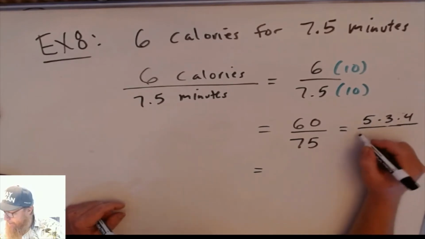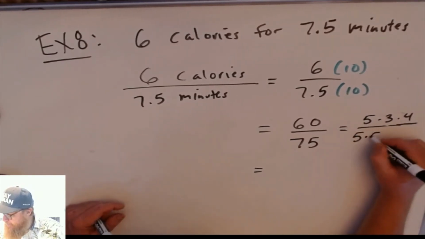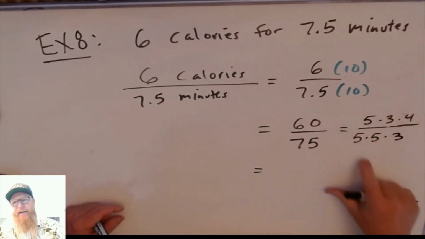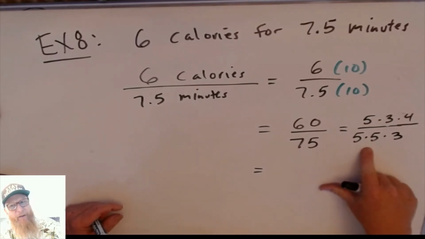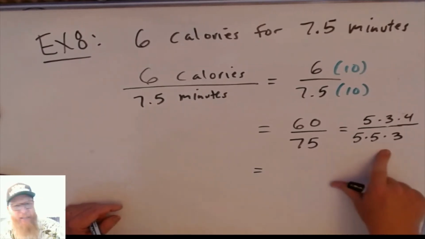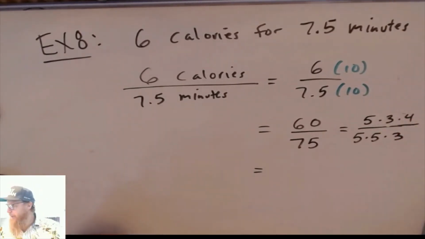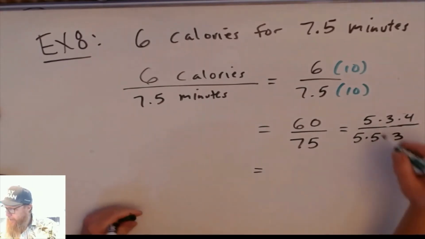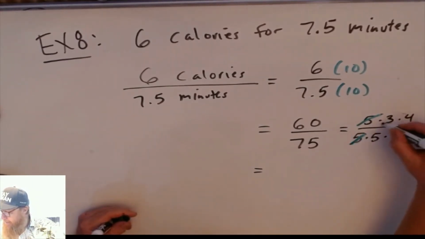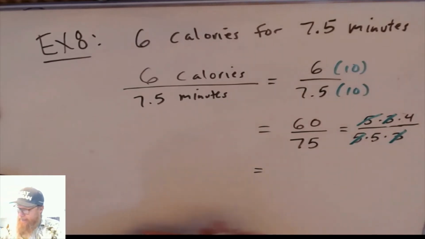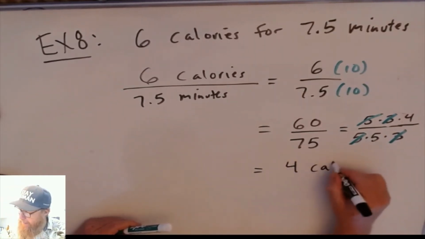So 75 is 5 times 5 times 3. 5 times 5 is 25, and then 25 times 3 is 75. Now, if the denominator had any 2's in it, then I would have gone a little further and simplified the 4 to 2 times 2. So I can cancel a pair of 5's and a pair of 3's, and the ratio is 4 calories.